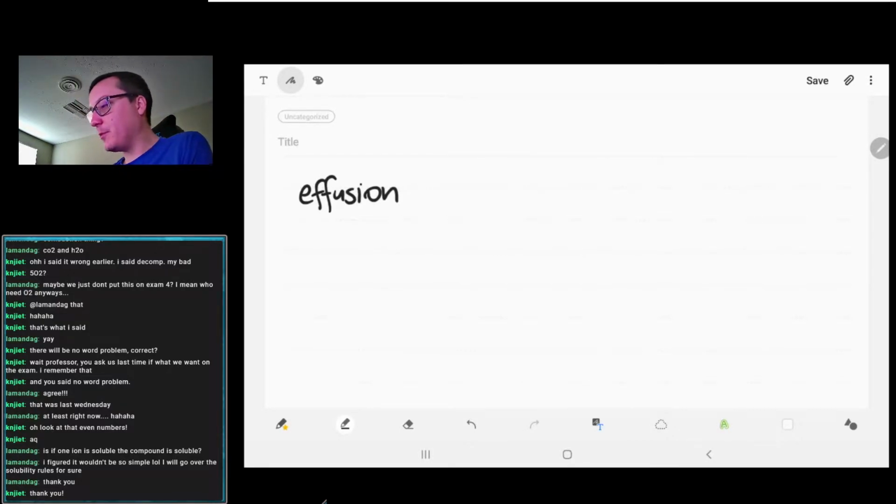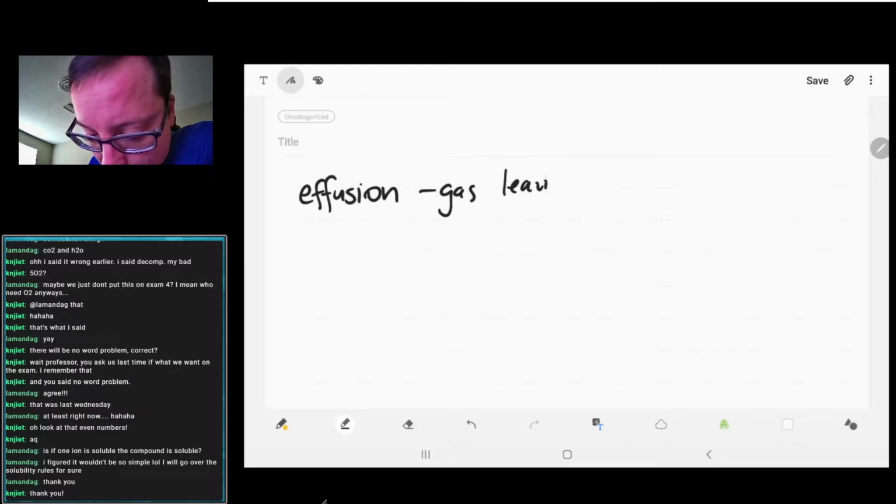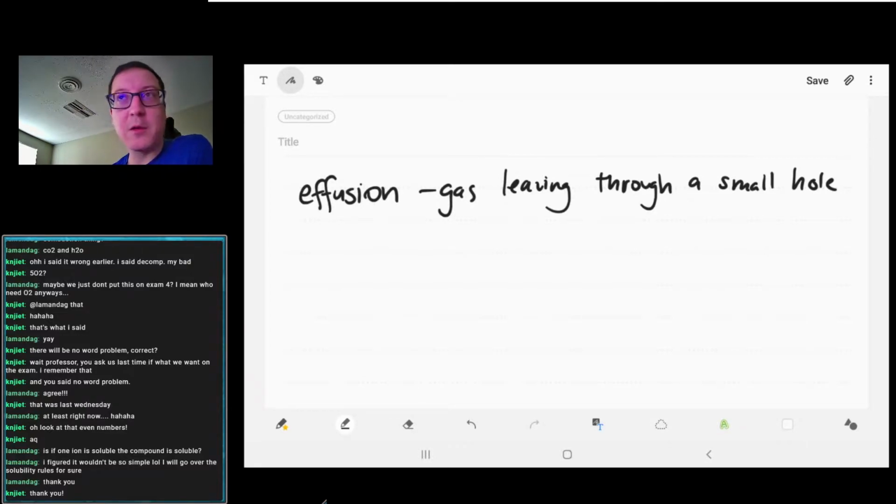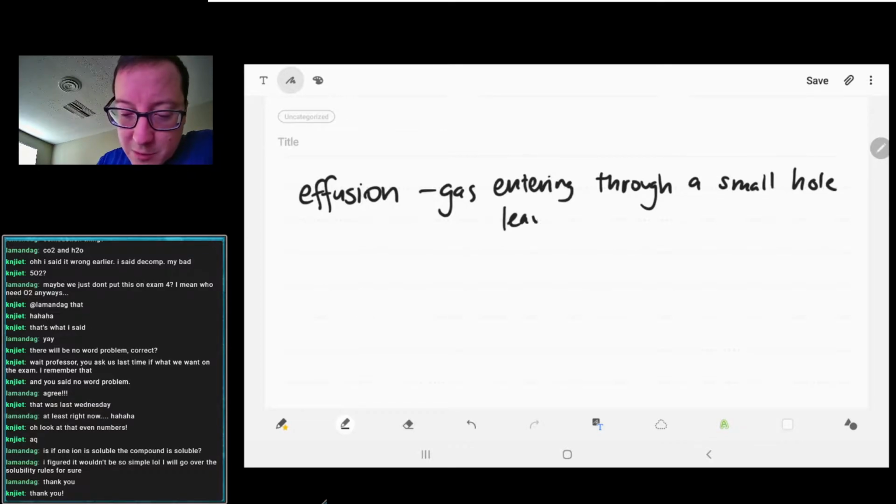So effusion, just vocab time. Effusion is gas leaving through a small hole, or gas entering through a small hole. Either way would be effusion. Though we'll just put both. This would be why balloons deflate. That is a process of effusion.